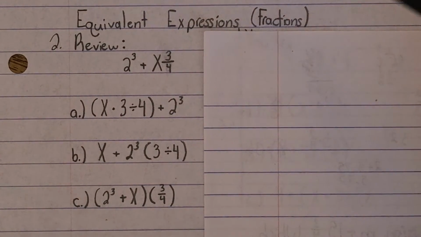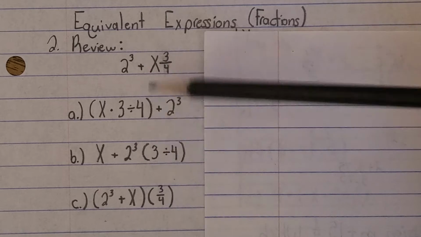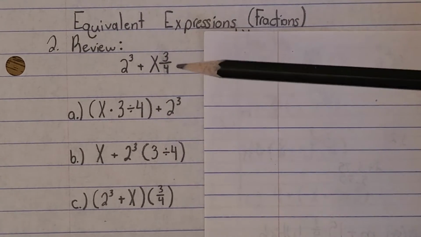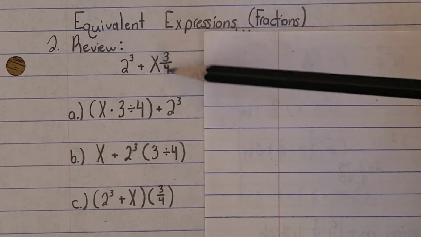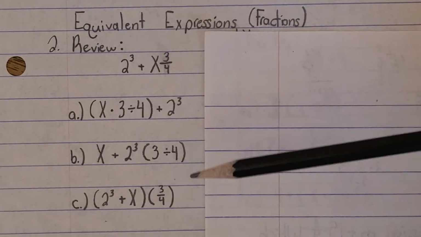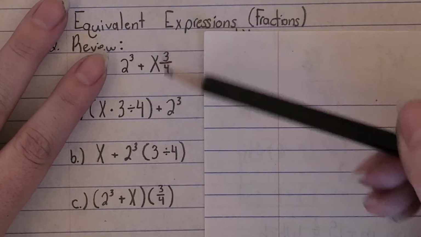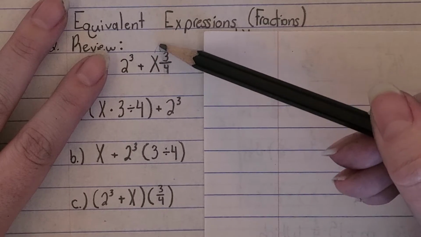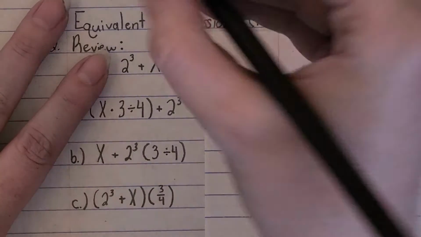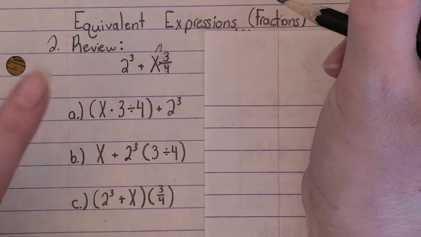All right. On your test, you will need to determine if expressions are equivalent or find an equivalent expression to one given. You will have to deal with fractions as well. So, this is our example problem. I have 2 cubed plus x and 3/4. Remember, any number touching your variable means that you're multiplying them. So this is really x times 3/4.